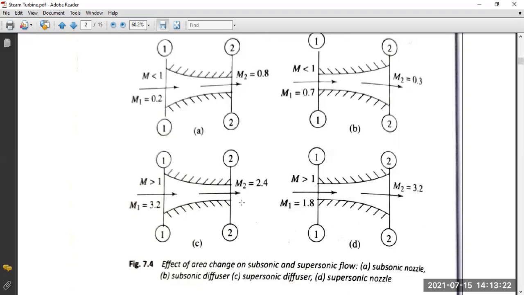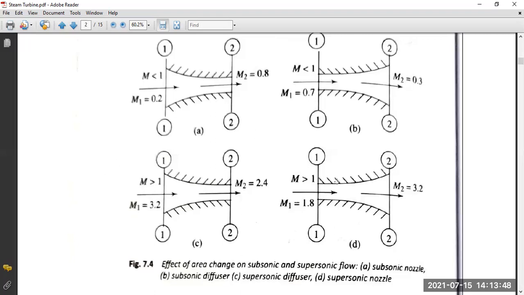M1 was 3, and M2 is comparatively reduced. It is because it acts as a subsonic diffuser. Here velocity is reduced. Initially it was greater than 1, and at the outlet it is 2.4. Velocity reduces and correspondingly pressure will increase. Although it is converging, it is acting as a diffuser for supersonic speed.